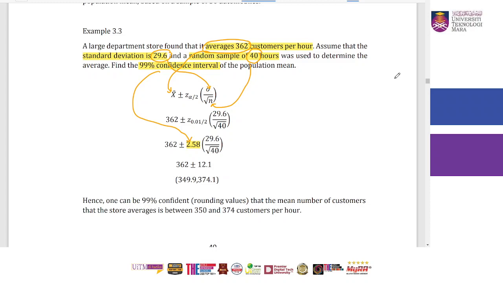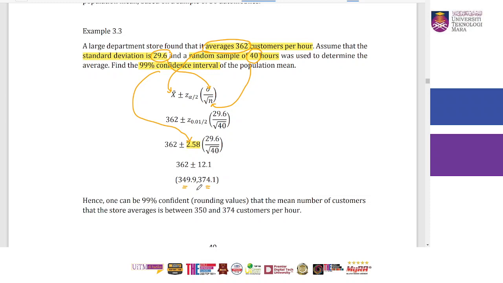Okay. So, once kita dah identify itu, kita dah tentukan kita punya formula yang betul. Just substitute and then calculate. And then just explain. So, in this situation, you get the value to be between 349 and 374. So, hence, one can be 99% confident, you round the values, that the mean number of customers that the store averages is between 350 and 374 customers per hour.